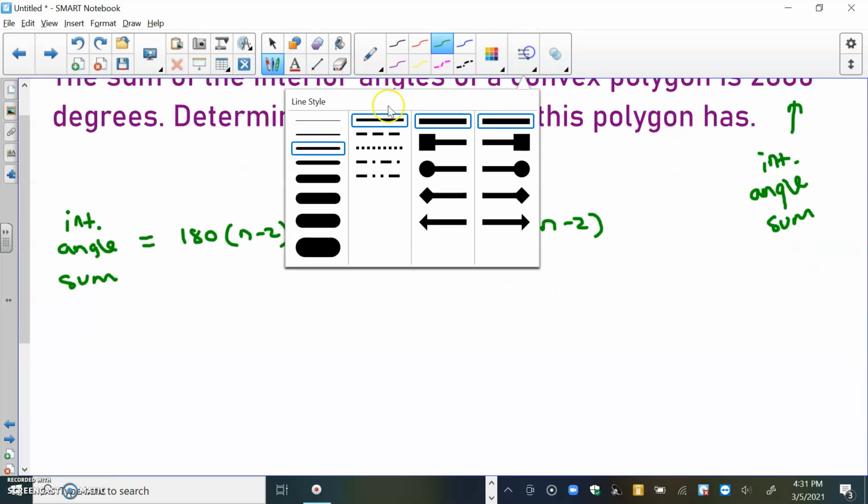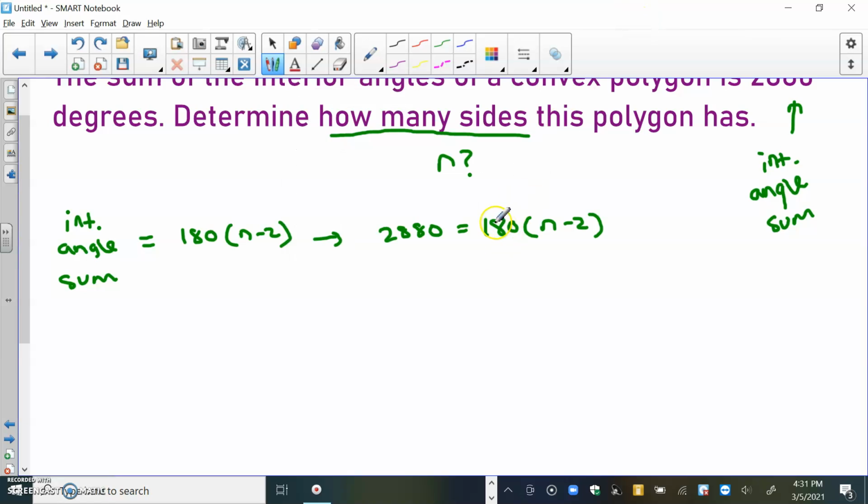So my advice to you would be to start by distributing. You could divide both sides by 180 if you're pretty algebraically savvy, but a lot of people will probably just feel like distributing, and that's totally okay. All right, so 2880 equals 180 times n is 180n. 180 times negative 2 is negative 360. So now this is just a regular Algebra 1 concept here. We've got to move things away to the other side so I can get n by itself.